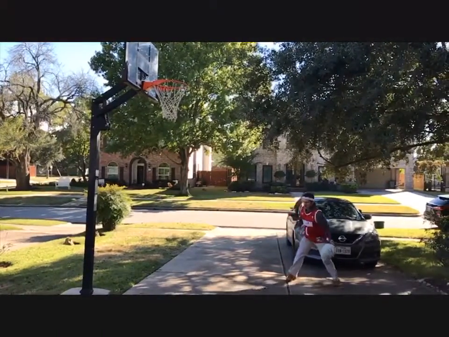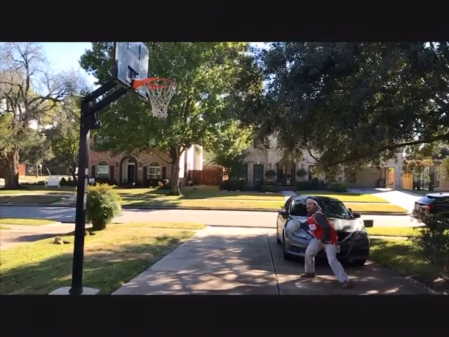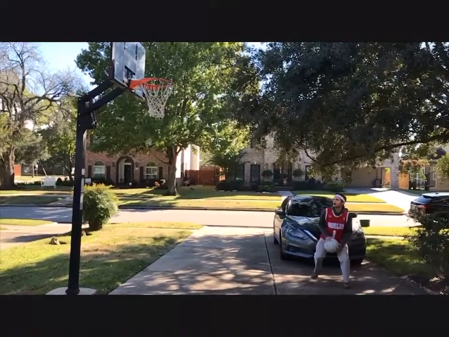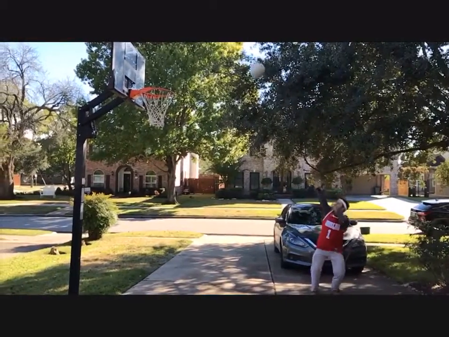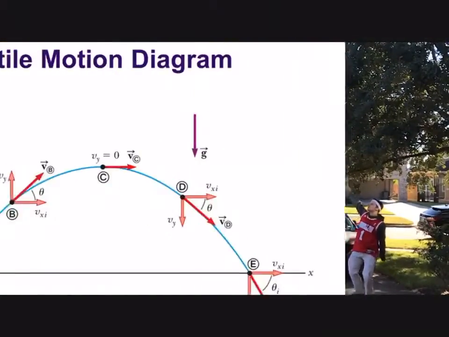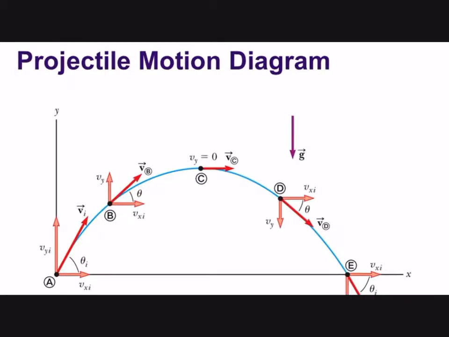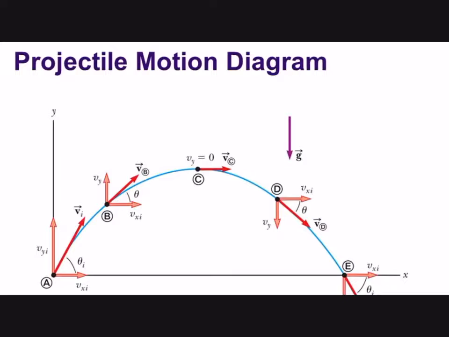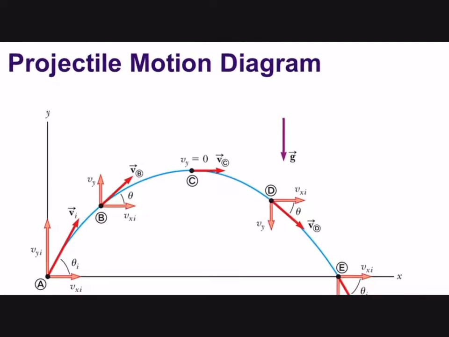Velocity in the x direction is always constant because the acceleration in the x direction is 0. However, in the y direction, acceleration is always 9.8 meters per second squared downwards. This means that when an object is going up towards its peak, its velocity is decreasing, while on the way down from its peak, its velocity is increasing.